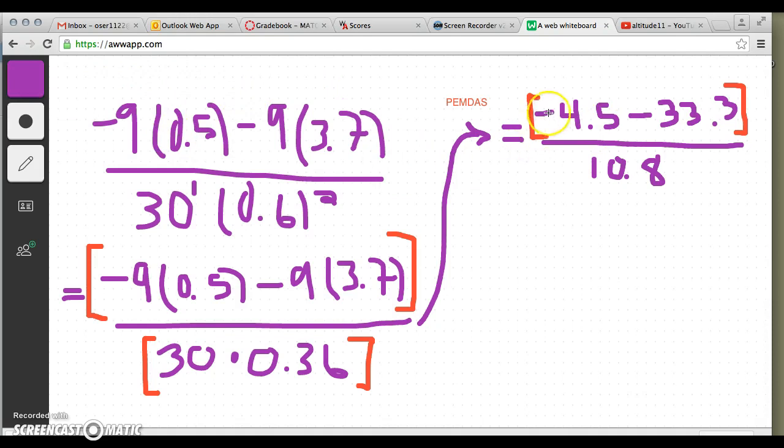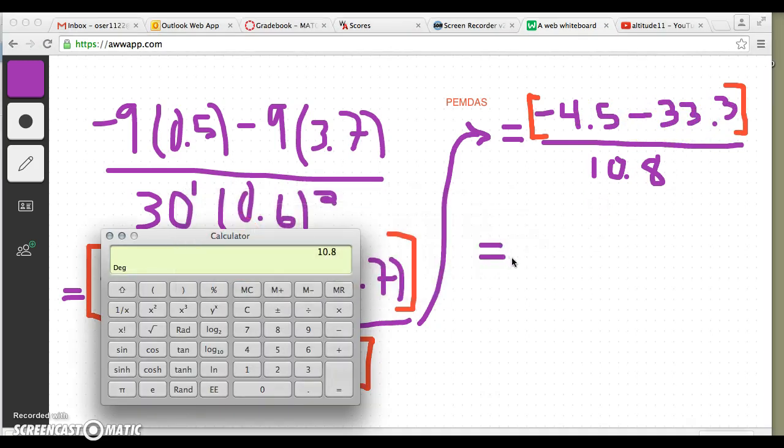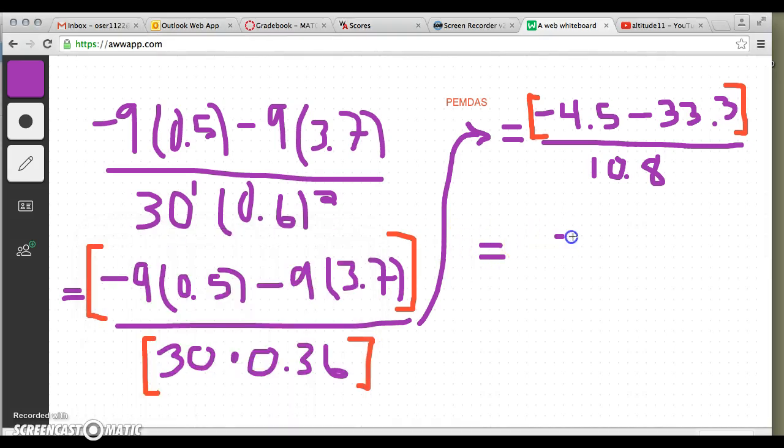So what we need to do is we need to take -4.5 minus 33.3 and see what we get for our numerator. So we have -4.5 minus 33.3 equals -37.8. And this is all still divided by our denominator of 10.8.